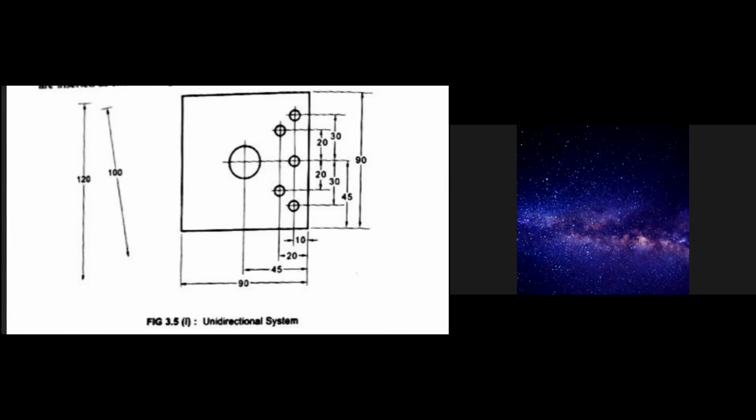So the main difference between aligned system and unidirectional system is, in aligned system you write the dimension value above the dimension line, and in unidirectional system you write the value at the middle of the dimension line. And in aligned system you can write the dimensions from two sides, that is from the bottom side as well as from the right side. But in unidirectional system you can write the dimension only from the bottom side. These are the two main differences between aligned and unidirectional systems.